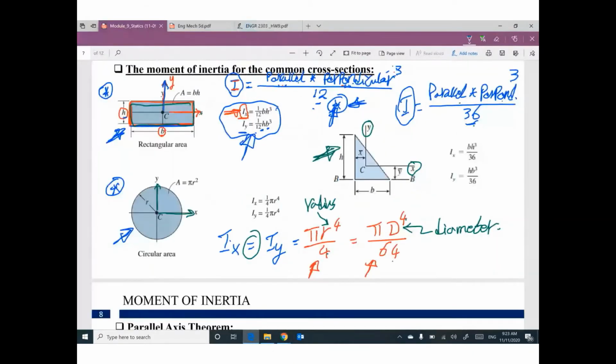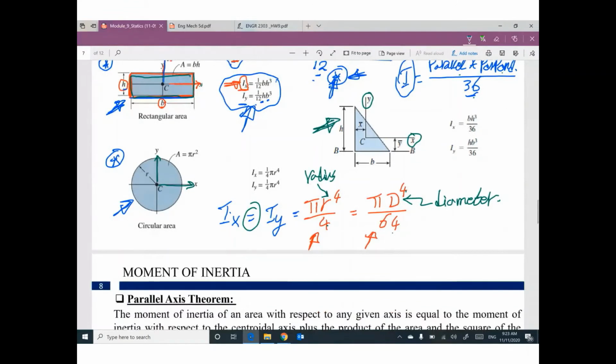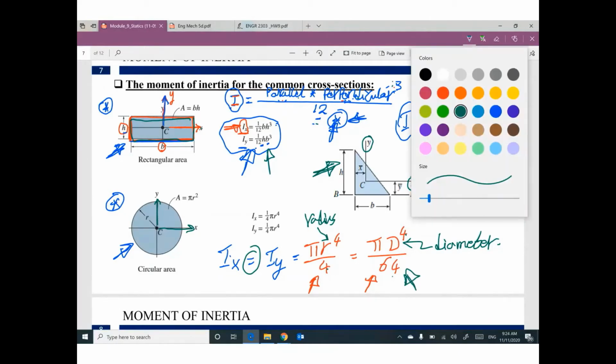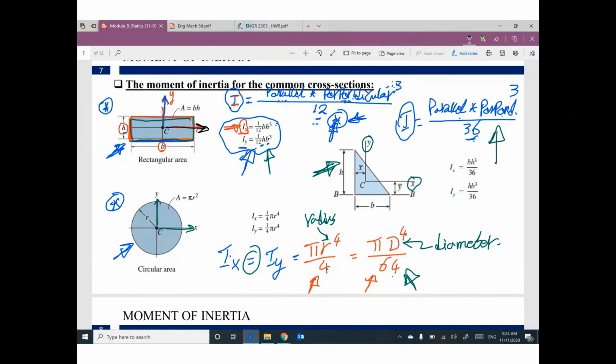But we have a condition to use this one, parallel times perpendicular cube over 12, or to use this one, parallel times perpendicular cube over 36, or using this one. We have one condition that must be valid. What is the condition? This x-axis and this y-axis must pass through the centroid of this rectangle. This x-axis and this y-axis must pass through the centroid of this right angle triangle. This x-axis and y-axis for this circle must pass through the centroid of this circle.